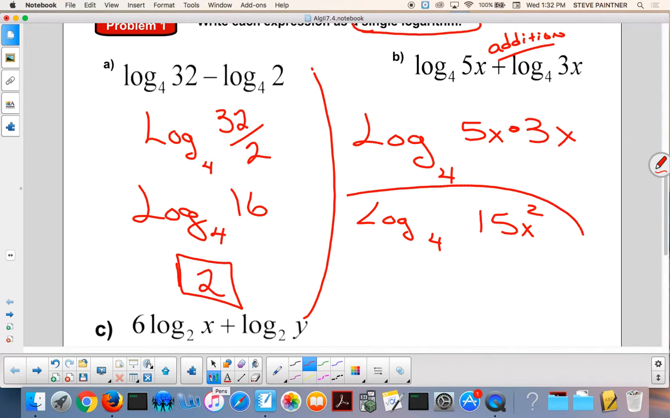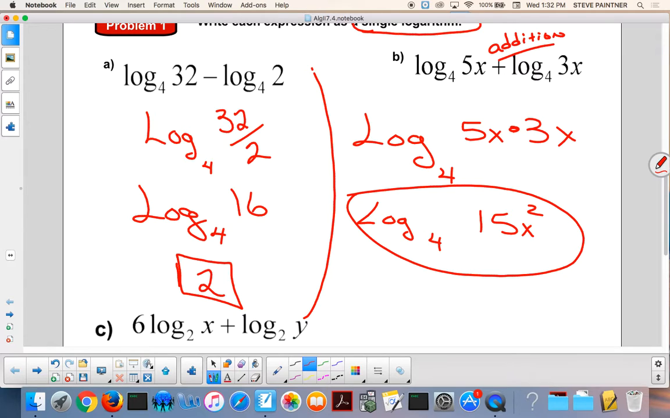No. You're done. Okay. And what about the power property? Yeah, he wants the 2 to go out in front. You see that? Hang on.